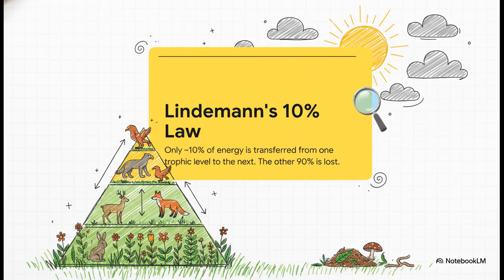This is where Lindemann's 10% law comes in, and it is a fundamental rule of ecology. It basically says that when an herbivore eats a plant, it only gets about 10% of that plant's energy. The other 90% is just lost, mostly as heat. The same thing happens when a carnivore eats that herbivore. This is the simple reason why there are always far, far fewer predators than there are prey.